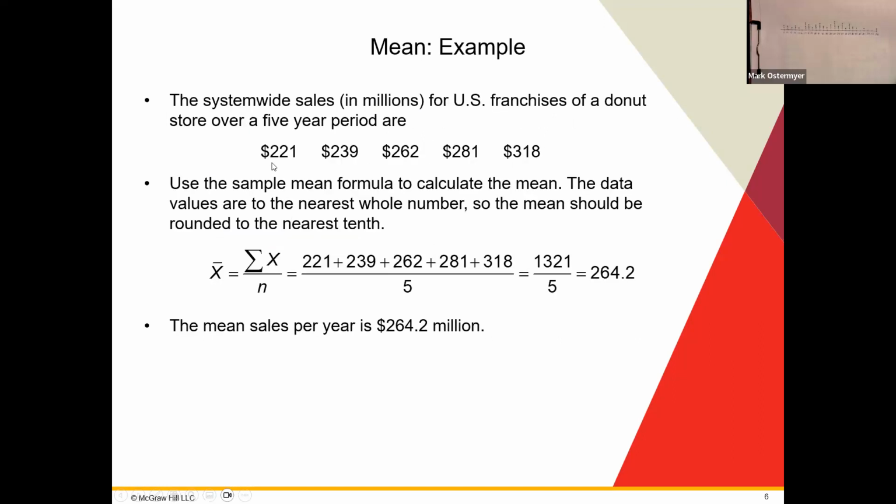All right. Here is a small sample that represents system-wide sales in millions for U.S. franchises of a donut store over a 5-year period. These are the sales in millions of dollars. We want to compute the sample average, or the unweighted arithmetic mean of this sample. To do so, we basically just add all of our data values together and divide by 5. And we will get a sample average, X bar, of 264.2. So we would say the mean sales per year is 264.2 million.